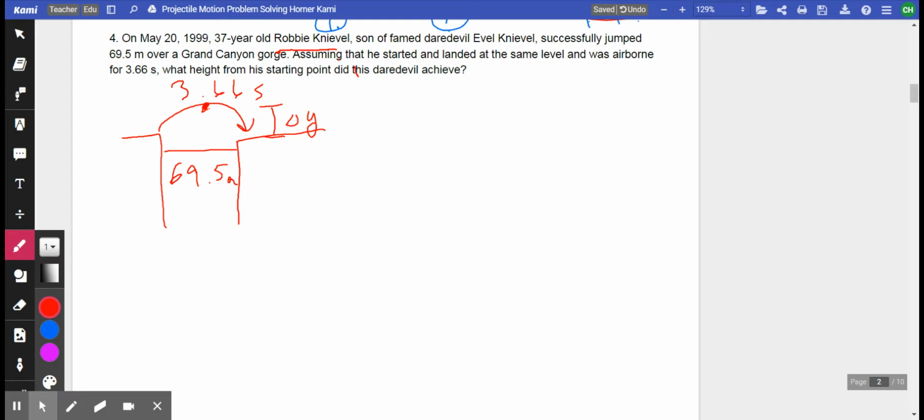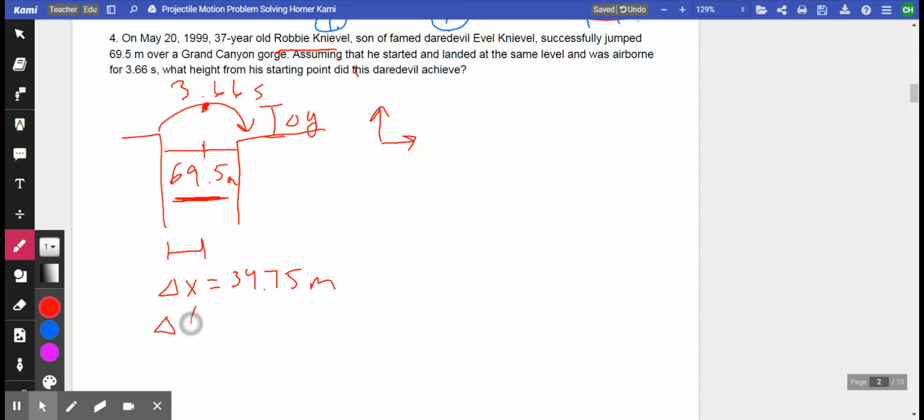So let's think about this. This is a projectile. We know that it goes up, and we also know it's going to the right. In order to use this, 69.5 is the total distance across. We only want half that distance. So 69.5 divided by 2 is going to give us the distance that we want. So our delta x here is equal to 34.75, and that's meters.